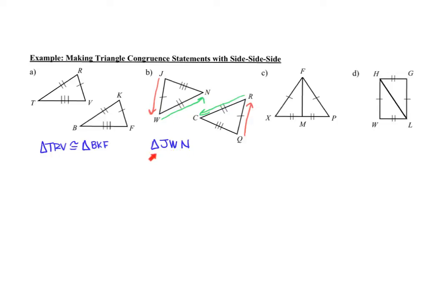So if I named the first triangle JWN, how would you name the second triangle? It would be named QRC, so you just follow the order around.